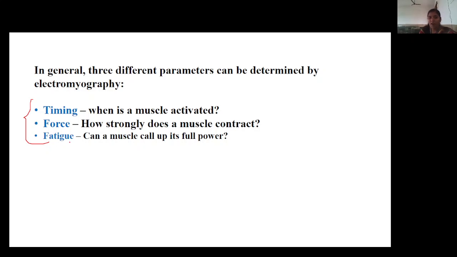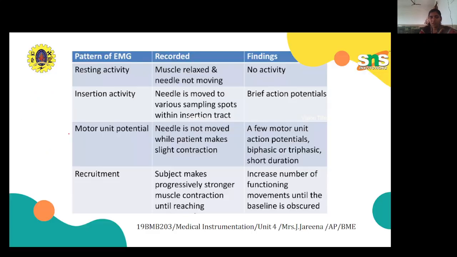And the third one we have is fatigue. Fatigue, as you all know, is nothing but the weakness, the tiredness of the muscle. What is the full power of your muscle, what is the strength of the muscle, the capability of the muscle to have full strength. So fatigue is the third one we can analyze. These are the three main parameters: timing, force, and fatigue.